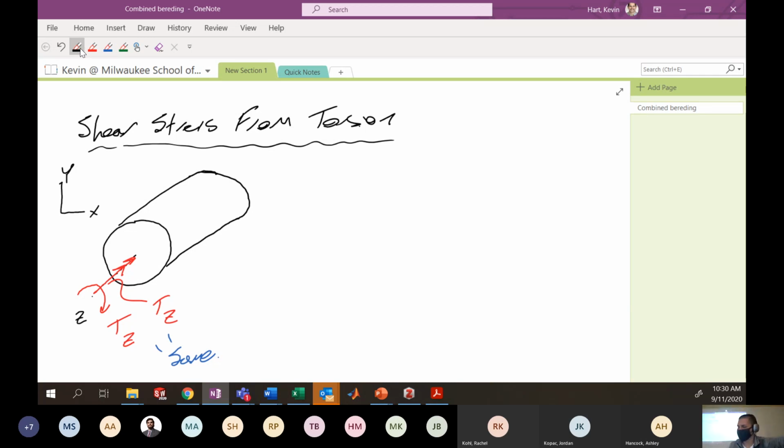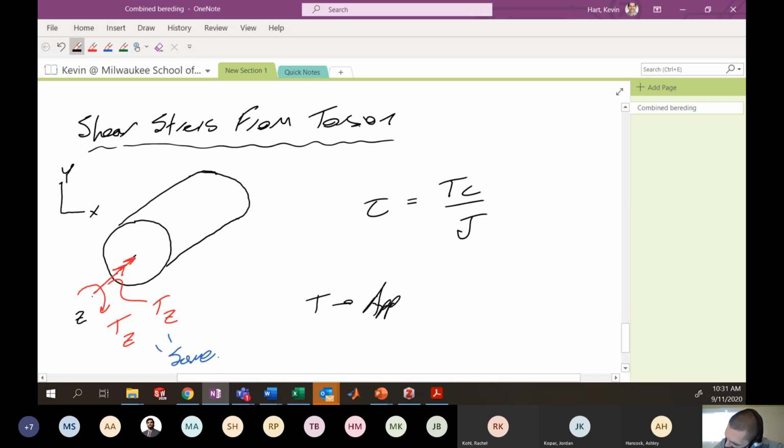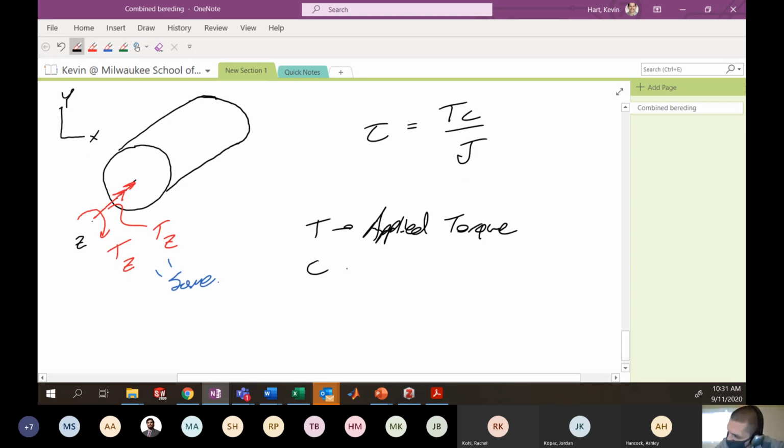Okay, so there you go. If you have this torque applied to the bar, you're going to have a shear stress at any particular location, which is equal to TC on J. The general equation: T is the applied torque. C is the radial distance from the center of the bar.